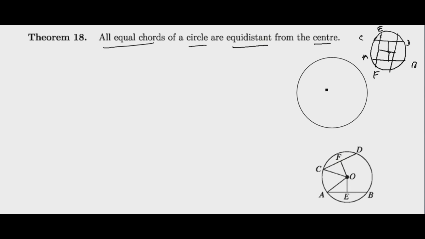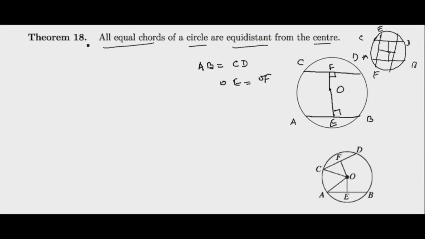We take a circle ABCD with center O, where chord AB is equal to chord CD. We draw OE perpendicular to AB and OF perpendicular to CD. Then we should prove that OE is equal to OF.